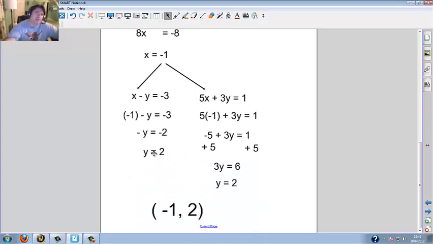Now you might say, why am I plugging into both? Well, if I plug it into both, remember, and they both come to the same number, I know I did it right. If I plug it in and I got a different number for each one, something went wrong. That's my double check. That's the way to make sure that I know what I'm doing.